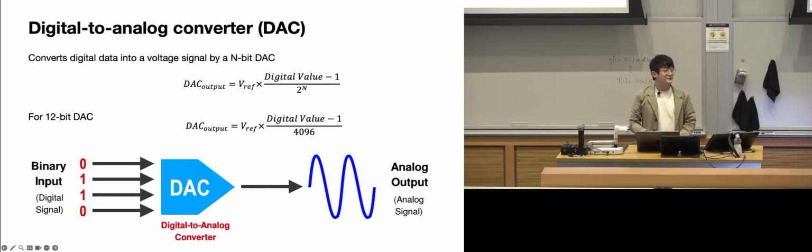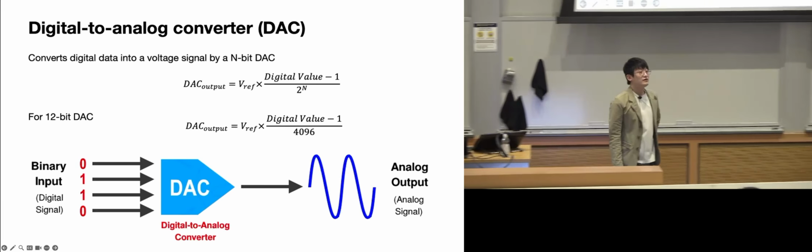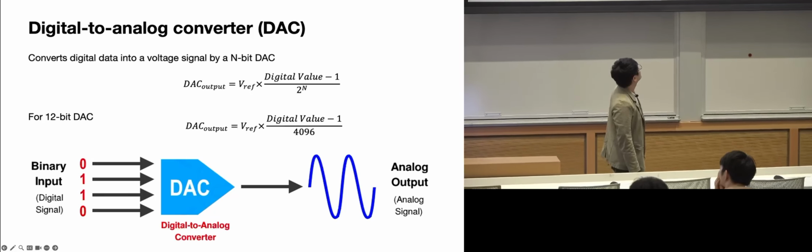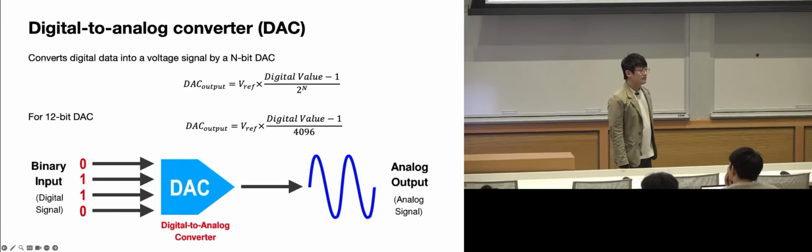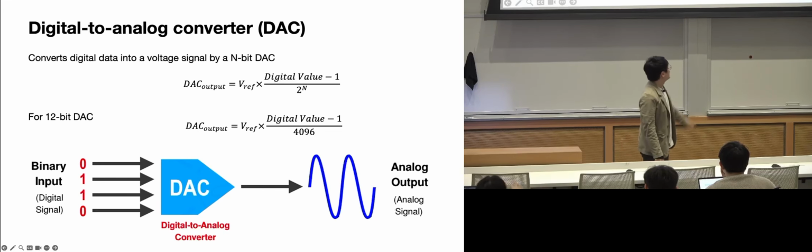So, why are we subtracting 1 from the digital value? Because isn't a digital value of 0 indicating 0 voltage, but then that would be minus 1 over 4096? That's a good question. So yeah.